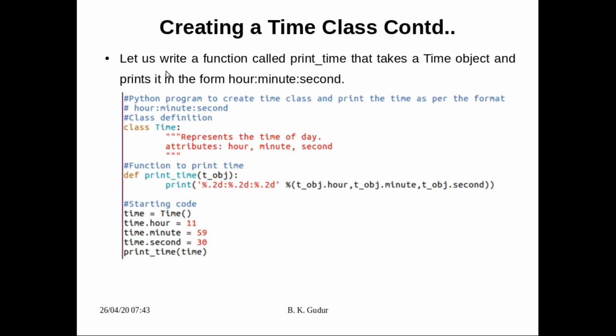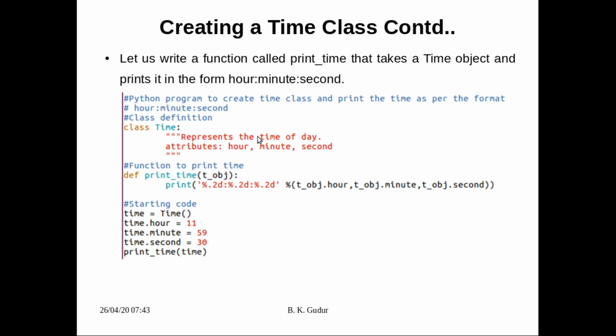Now, once we create a class and initialize the attributes, we can write a function called print_time that takes a time object and prints it in the form of hour, minute and second. That function will take a time object as a parameter and print the time in the form of hour, minute and second. So this is the Python program to create the Time class and print the time in the given format. This is the class definition, class Time.